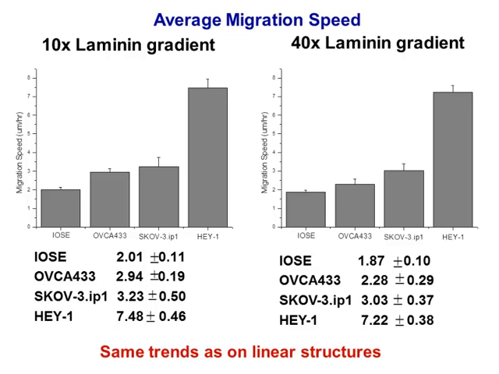Then we also did the same thing we did before, which is to measure the average migration speed, just to make sure that this works the same on the gradient as it did on the continuous structures. And we see the same trend. This is the migration speed on a gradient that had a dynamic range of 10, and these are gradients that had a dynamic range of 40. We get an increase from the normal cells to those that are somewhat metastatic, to the Hey cells, which move really fast. And the same on gradients that have a range of 40.